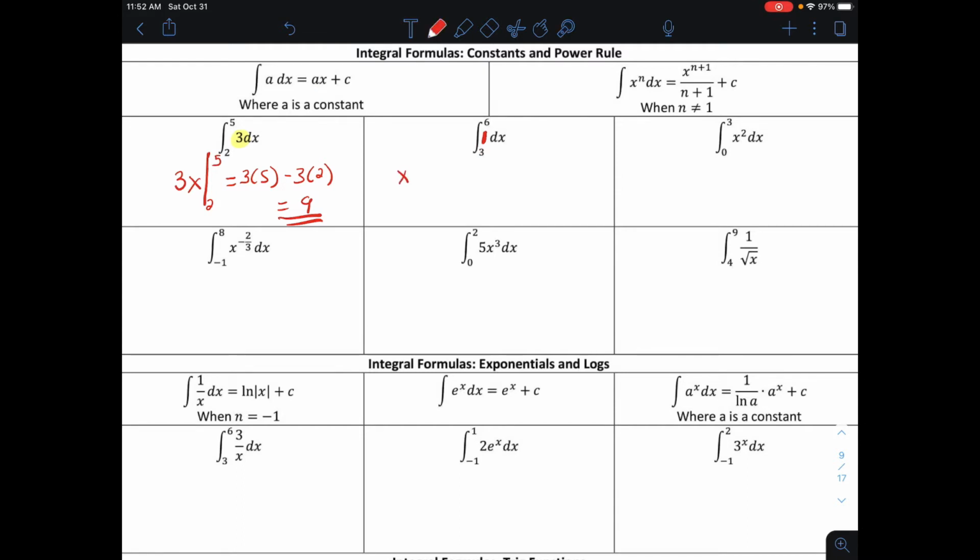So the antiderivative would be x, but because it's a definite integral, instead of writing x plus c, I'm going to evaluate. So I'm going to go from 3 to 6. I put in 6 for x, minus, put in 3 for x. The area underneath that curve would be equivalent to 3, or my overall net change.